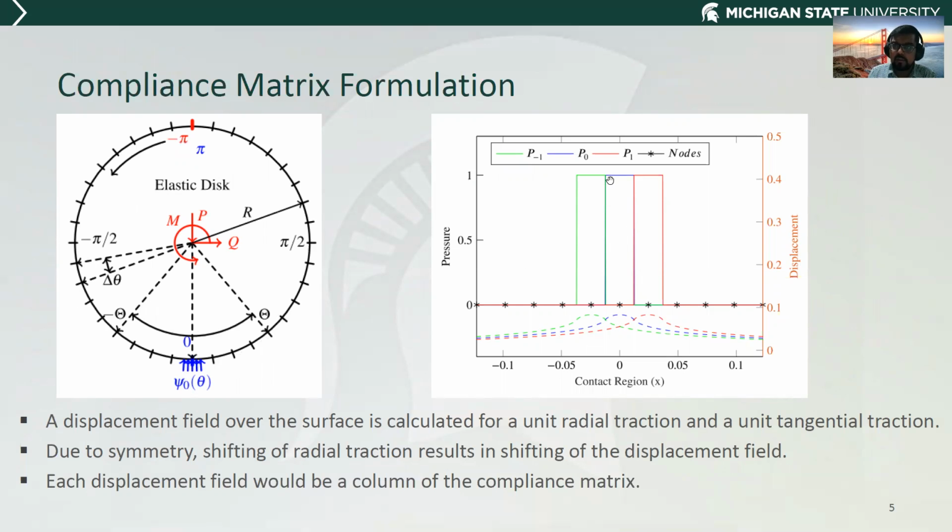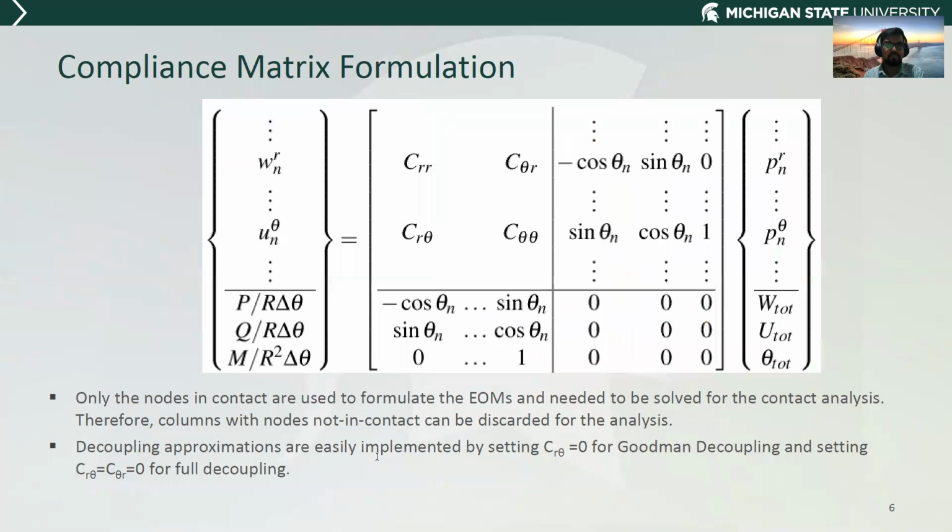If we apply a unit box function on that interval, that results in a corresponding displacement, which is shown in the dashed line. Due to the symmetry of the elastic disk, shifting a radial traction results in a shifting of the displacement field too. In that way, we can calculate the displacement field for each node, and by assembling these displacement fields together, we can create a compliance matrix.